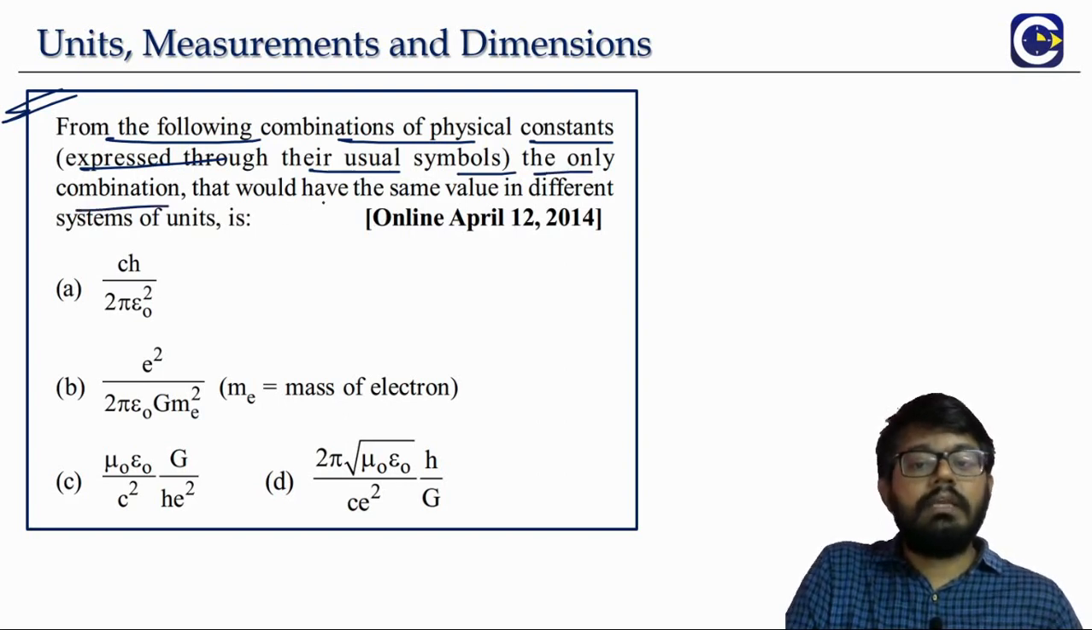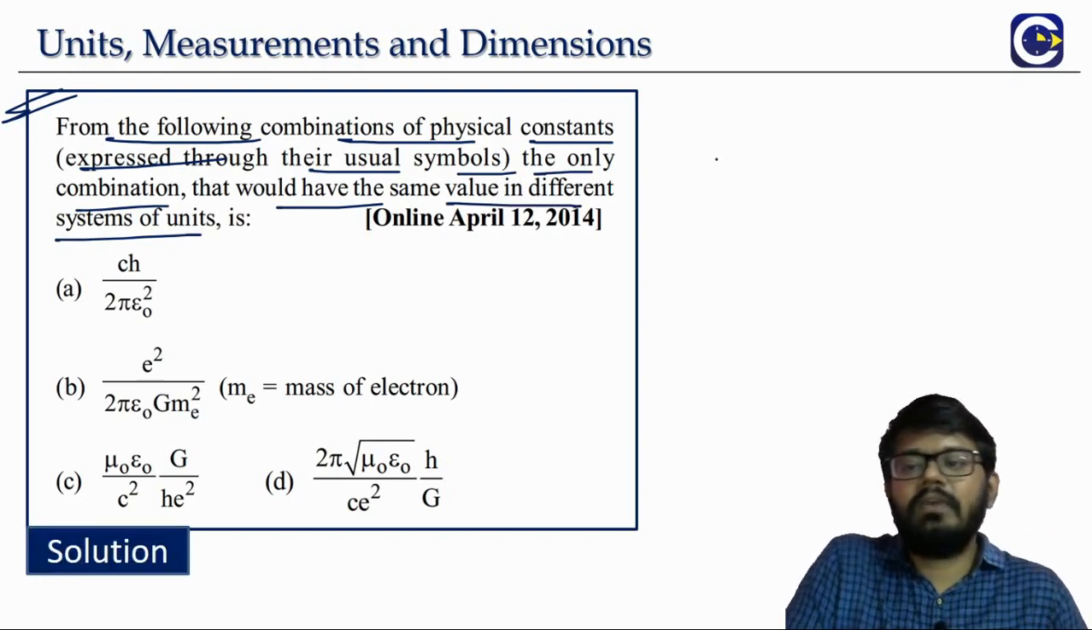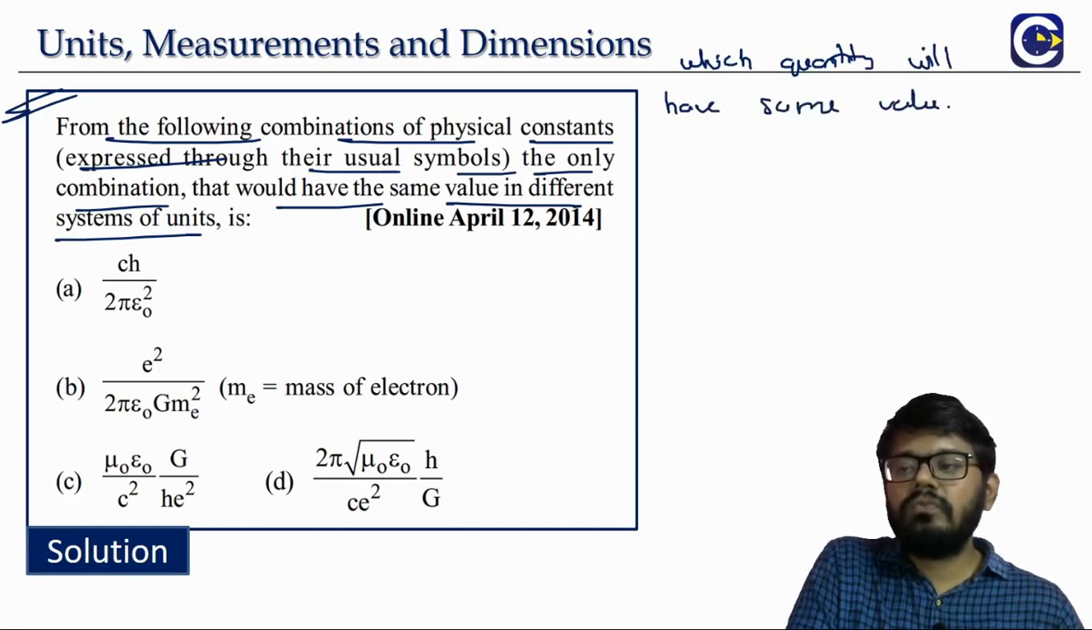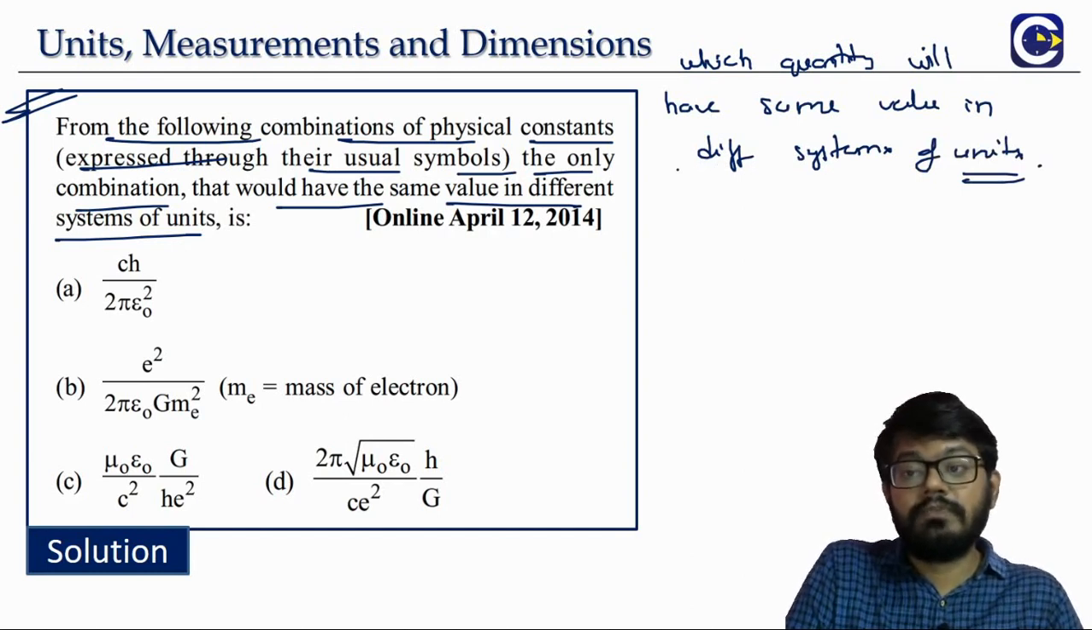The only combination that would have same value in different systems of units. See, what is that? It's a tricky question. Which quantity will have same value in different systems of units? Think and tell me, which one will have the same value in different systems of units?